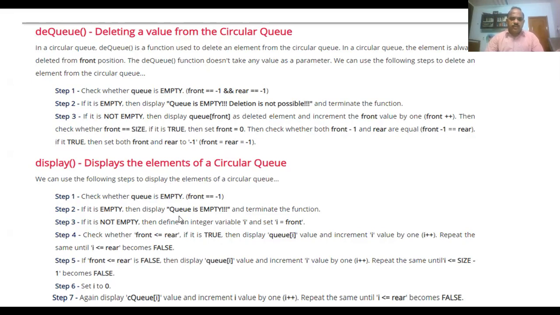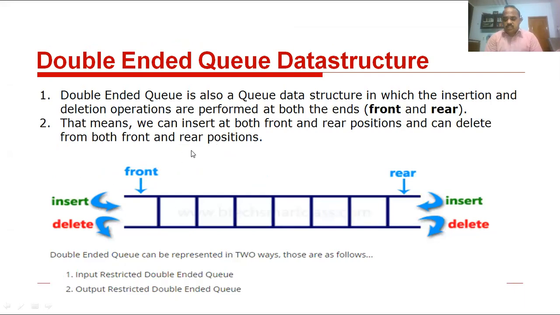Next concept is double-ended queue data structures. We know queue and circular queues. In a queue, insert operations are at the rear end and delete operations are from the front end. Am I right or not? Circular queue is also the same. In queue and circular queue there are two ends, front and rear. Insert operations are done at the rear end, delete operations are done from the front end.